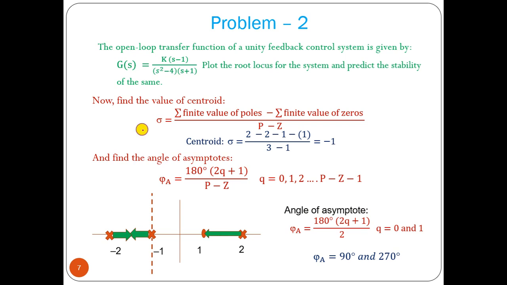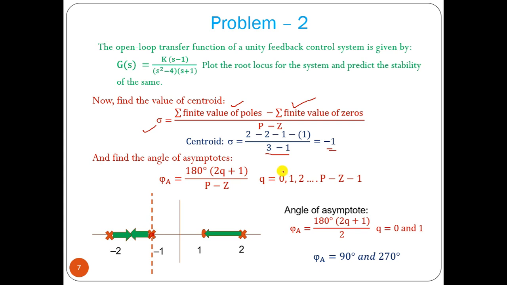So we have to find out the centroid and angle of asymptote. For that, the centroid formula is the sum of finite poles minus the sum of finite zeros, divided by P minus Z. The poles are at +2, -2, -1. Minus the finite zero, which is 1. P minus Z is 3 minus 1, so you get the value as -1. So the centroid is at this -1 point. Now the angle, the angle formula is 180 degrees times (2q plus 1) divided by P minus Z.